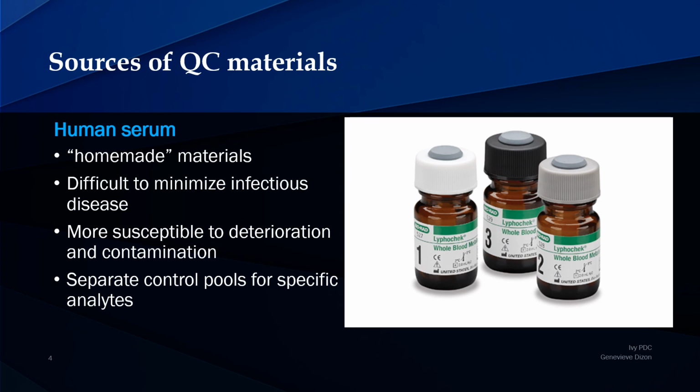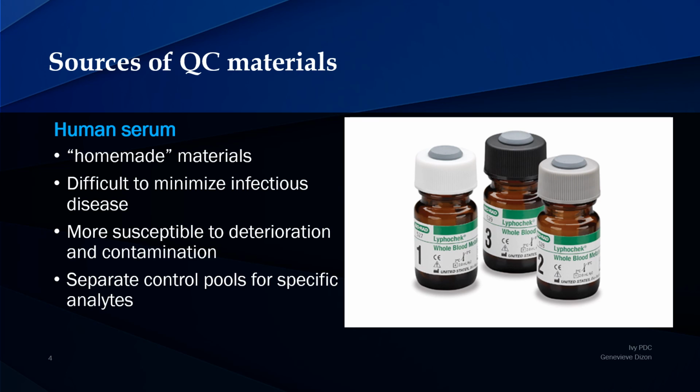So where do quality materials come from? Now, there are two sources for quality control materials. We have first the human serum. Now, usually, these are the homemade materials, the ones that the laboratory makes, yung inipon-ipon ng laboratory para makagawa ng quality control material. Now, this can be difficult to minimize infectious diseases since we don't screen every single serum with all the possible diseases. It's possible na meron palang serum doon that is positive for something that we do not know, and when we use it as a control, it's an agent for infection.